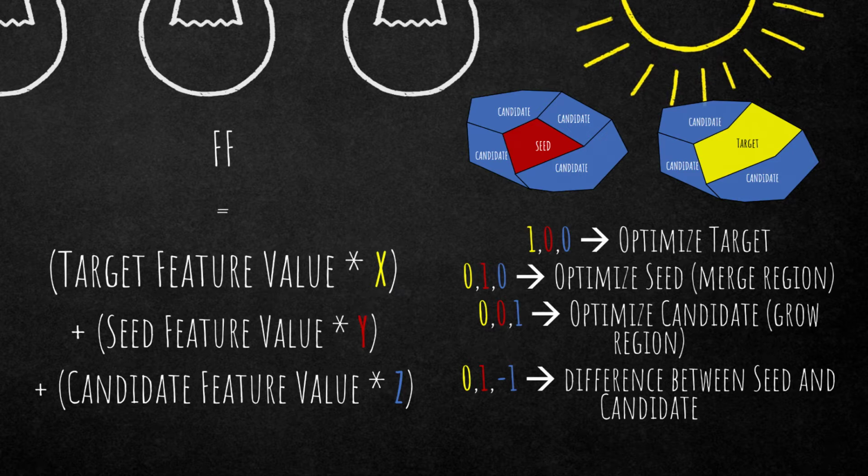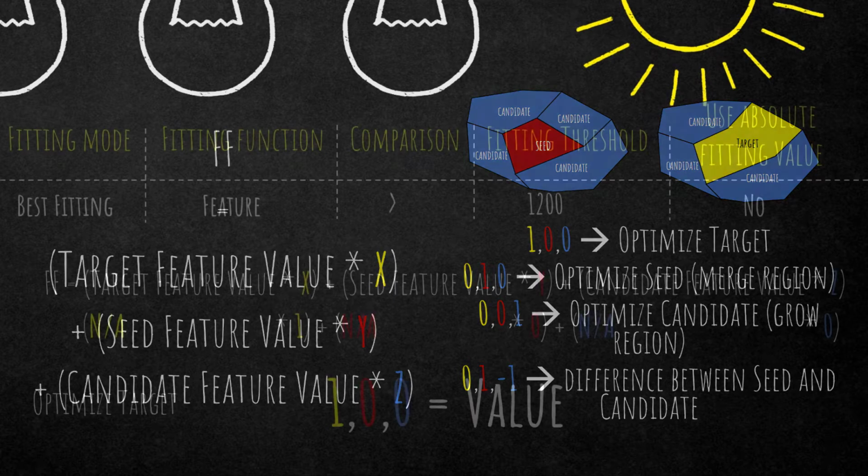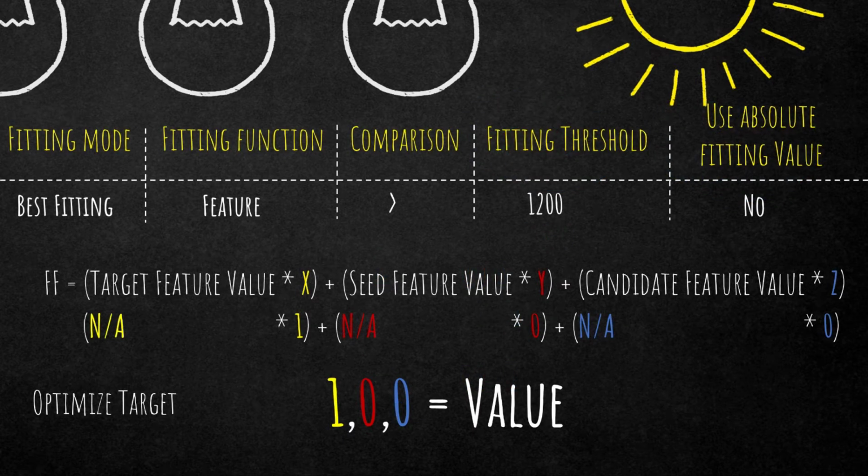And 0, 1, minus 1 would be the difference between seed and candidate. Right? I'm going to show you theoretical examples now, and afterwards again 2 hands-on examples how you can implement that in your rule set. Okay, let's get your brain working.